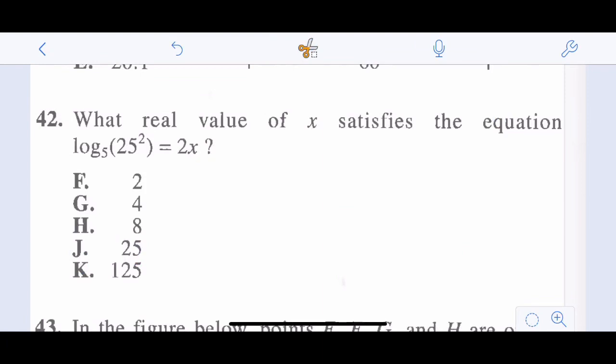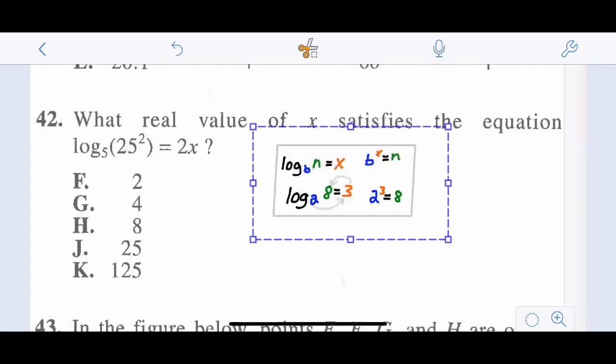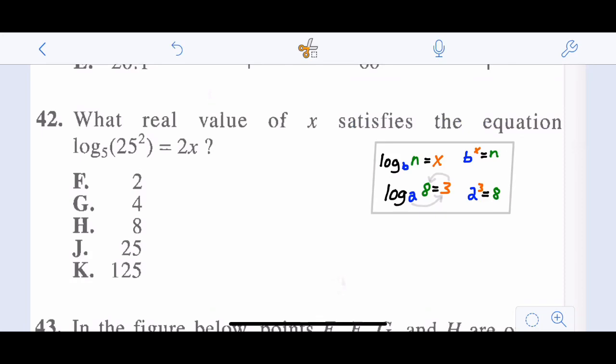Real value of x satisfies the equation log base 5 of 25 squared equals 2x. So this is logarithms, and I usually remember logarithms by log base 2 of 8 equals 3, so 2 to the third equals 8. I just kind of remember that pattern. It makes it easy, especially for the ACT.